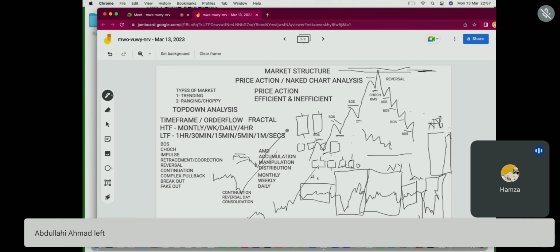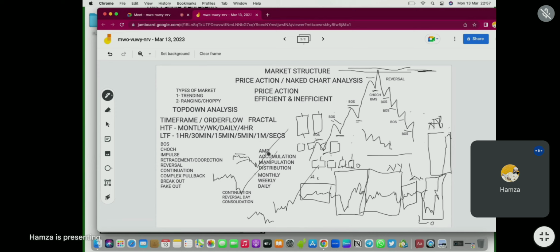So the distribution could be to the upside, to the downside, or in a ranging fashion because it could be a continuation day, whereby the London session would be bullish, the New York session would continue being bullish.